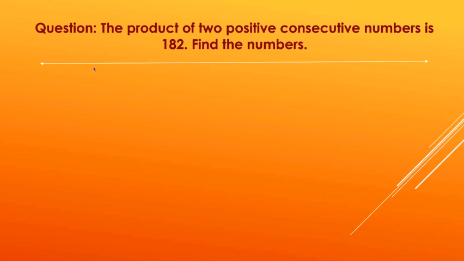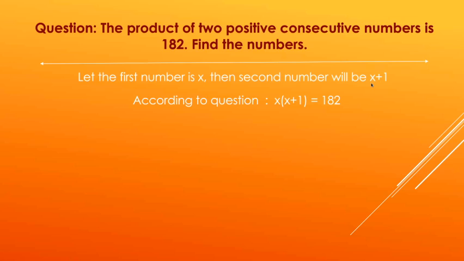Question number 1 is, the product of two positive consecutive numbers is 182. Find the numbers. First of all, we must know what consecutive numbers are. Consecutive numbers means if one number is 2, then the other number is 3, without any gap. Let the first number be x, then the second consecutive number will be x plus 1.